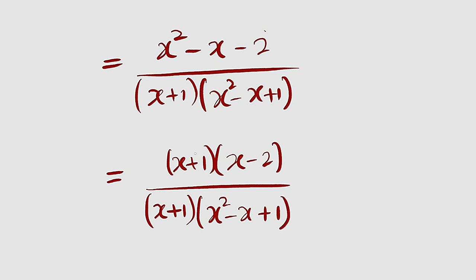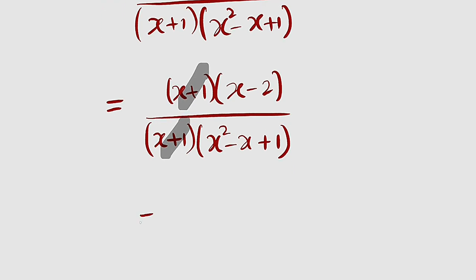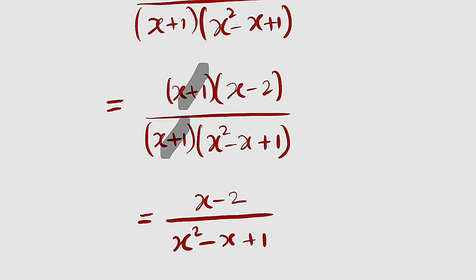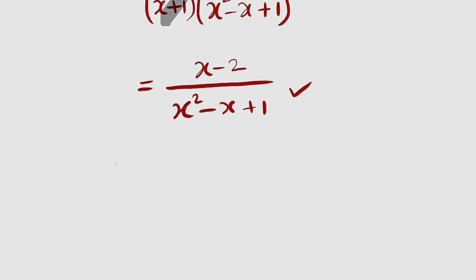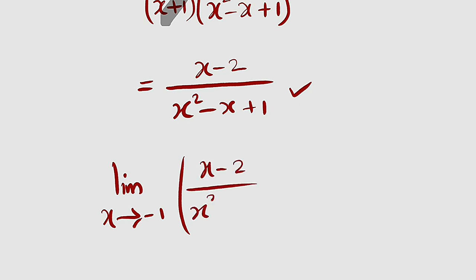So we have common factors. This will cancel this. What do we have left? x minus 2, divided by the whole of x squared minus x plus 1. So we can directly apply our limit on this new function, which is the simplified form of the original function. So remember, we are going to say the limit as x approaches negative 1 of this function, which is x minus 2 divided by x squared minus x plus 1.